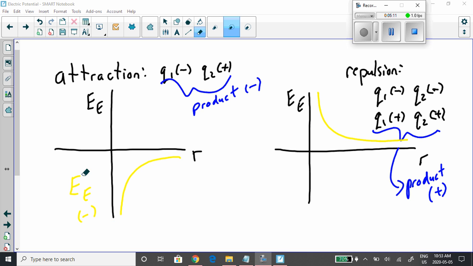So here, your electric potential energy is definitely negative, but here, let me write it out, your electric potential energy is definitely positive.